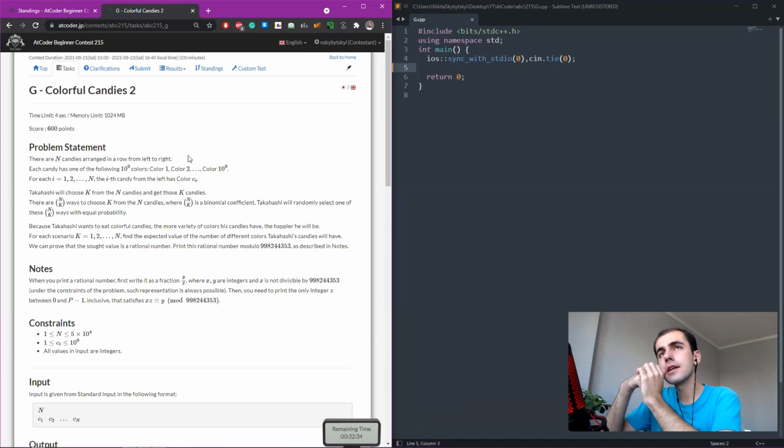We have n candies arranged in a row from left to right. Each candy has one of the following 10 to the 9 colors, 1 through 10 to the 9, not surprisingly. For each i from 1 to n, the i-th candy from the left has color Ci. Takahashi will choose K from... Okay, so that's combinatorics. There are binomial coefficient n choose K ways to choose K from the n candies. Takahashi will randomly select one of these with equal probability.